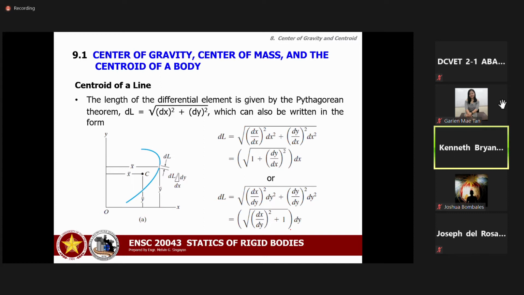So the question is, which one are you going to use? If the line has an equation that is easier, take note, the term here is the first derivative of y with respect to x, while this one is the first derivative of x with respect to y. So it depends on the equation of the line, whichever will give you an easier solution, you can choose one. But take note, either of these can give you the answer you are looking for.